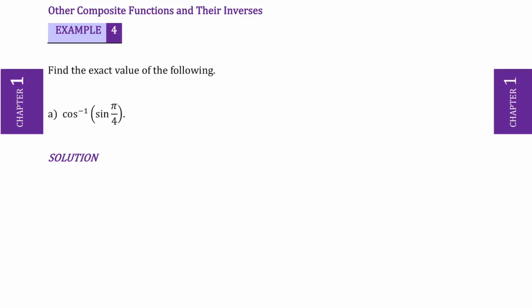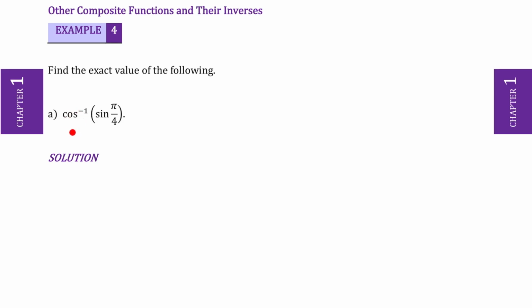Alright, dear students, now let me teach you how to find the other composite function. Okay, just now we have learned cos composed with inverse cos, sine composed with inverse sine, tangent composed with inverse tangent, and vice versa. But now we have mixed the trigonometric function inside an outer function. Okay, so let's do this.